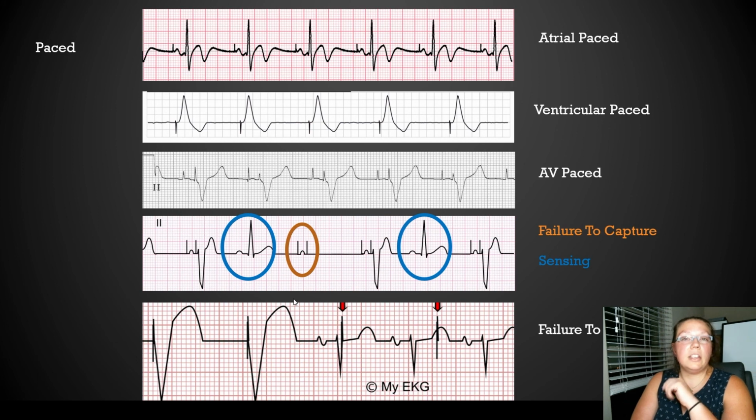And then we have a failure to sense. That's when the pacemaker does not see that the heart did its thing. And if you see here, this is a pacer spike where it should not be. It should be in front. If you see here, this pacer spike is, while the heart is repolarizing, in the middle of that T wave. It should be here. So this pacemaker is failing to look at the heart and see the electrical impulses that the heart is putting out.